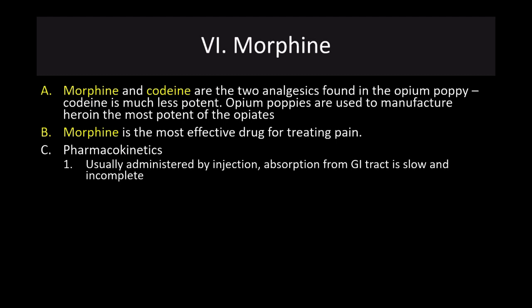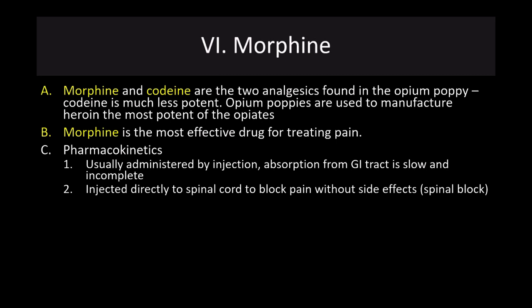Absorption of morphine from the GI tract is slow and incomplete, so it is almost always injected. Anybody who's had major surgery or a major injury in the hospital has probably been hooked up to a morphine drip where you can push a button to get pain relief. It doesn't always give you morphine, but a little placebo goes a long way in those cases as well.